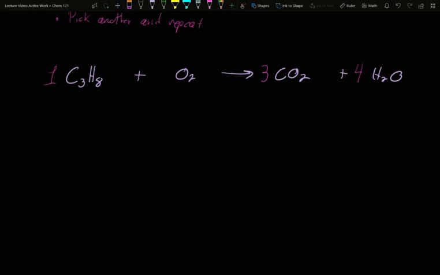Last step then, well, oxygen is left over. 3 times 2 for 6 oxygens from my carbon dioxides. 4 times 1 for 4 oxygens from my water, for a total of 10 oxygen on my product side. So I need 10 oxygen on my reactants, on my starting materials, and they come in pairs of 2. So 5 times 2 will give me 10. The balanced reaction for propane burning is that for every 1 propane, you need 5 dioxygen molecules. You make 3 carbon dioxide and 4 water.